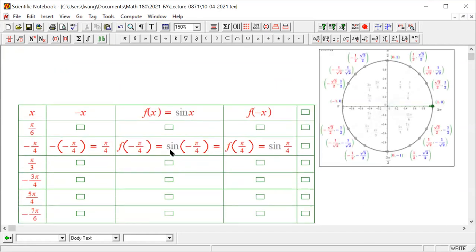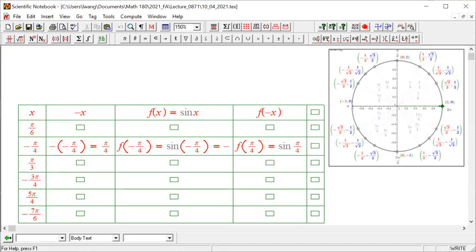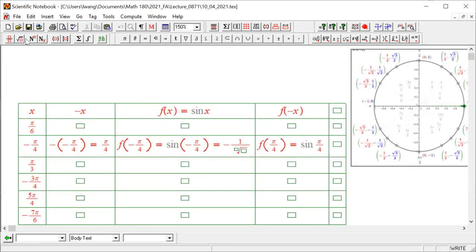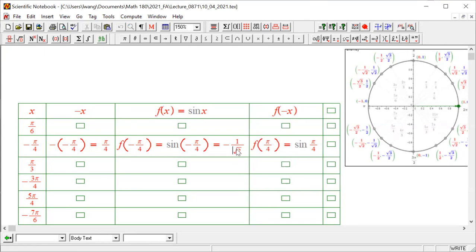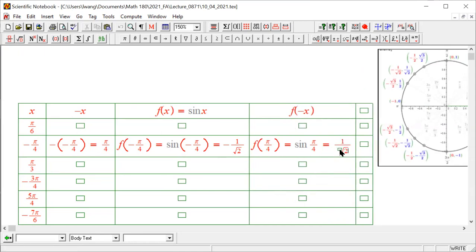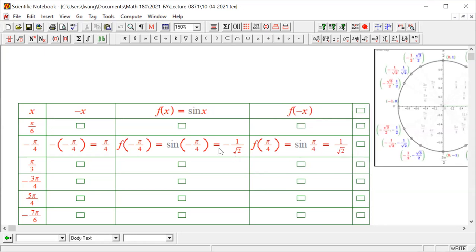So sine of negative pi over 4, you measure clockwise, and the answer is going to be negative 1 over root 2. It doesn't matter if you use root 2 over 2 or 1 over root 2. And the other one is 1 over root 2. So what is the conclusion? When the inputs are opposite, the outputs are what? Opposites.